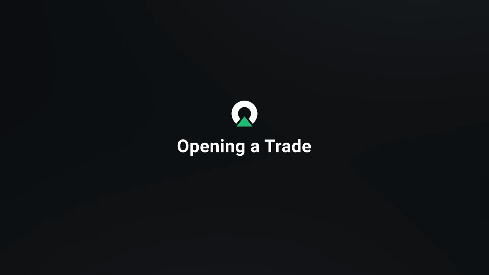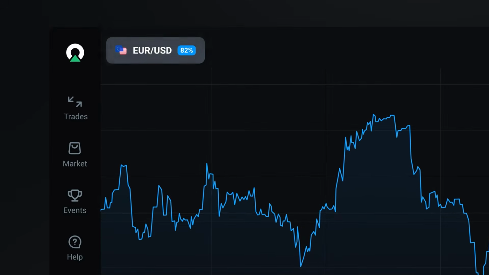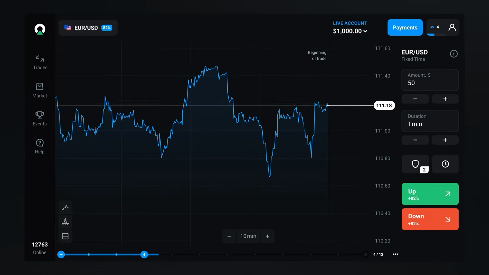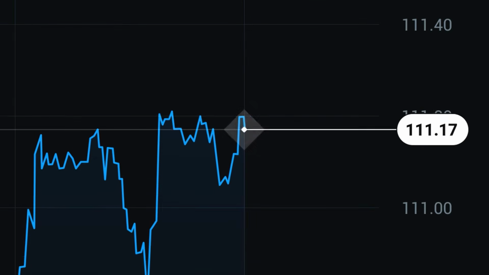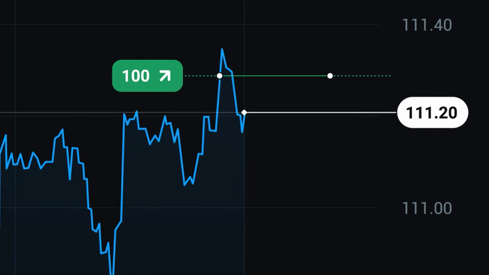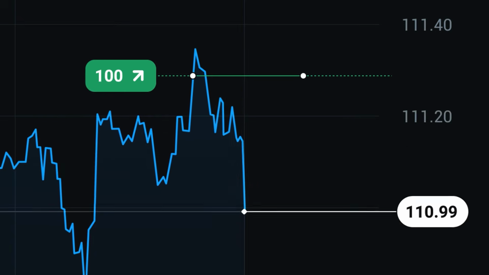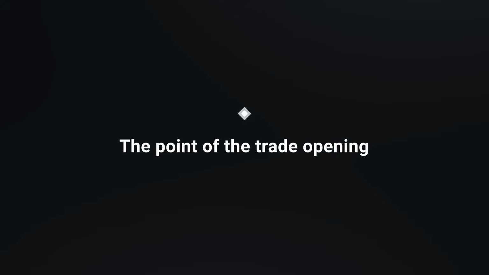Opening a trade in FTT mode. Once you select an asset, you'll see the current price on the right side of the chart that's constantly changing. When we open a trade, the current price becomes our main reference point. Let's call it the opening point of the trade.